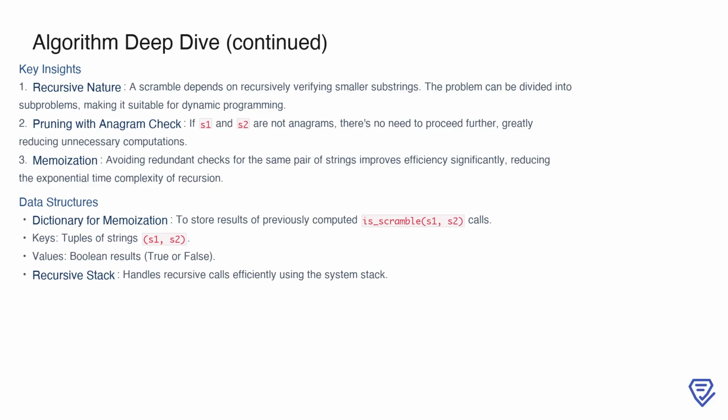If they aren't, there's no need to proceed further, as non-anagrams cannot be scrambled versions of each other. Memoization plays a crucial role here by storing the results of previously computed string pairs, significantly improving efficiency and mitigating the exponential time complexity of raw recursion. From a data structure's perspective, we use a dictionary to store these results, where the keys are tuples of strings, and the values are booleans indicating whether the pair satisfies the scrambling condition. Additionally, the system stack handles the recursive calls, ensuring that each subproblem is processed in an organized manner.